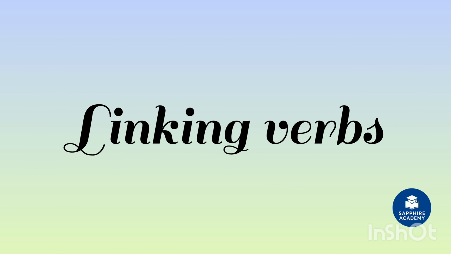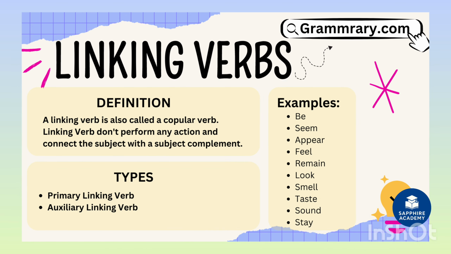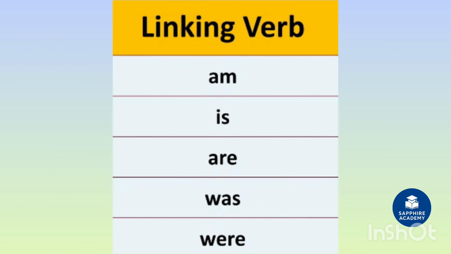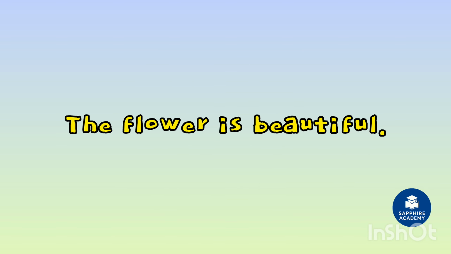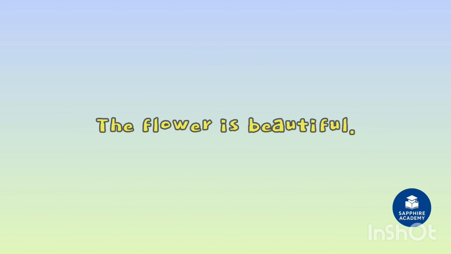Next, we have linking verbs. Linking verbs do not show action. Instead, they connect the subject with information about it. It is important to note that common linking verbs are is, am, are, was, were. For example, the flower is beautiful. Here, the verb links the subject flower to its description. Thus, it does not show action but a state of being.